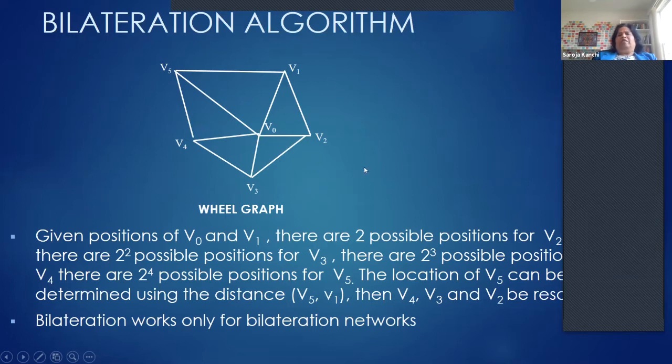done for things called wheel graphs, which tend to be special graphs in this area, special networks, which happen to be globally rigid. So for example, it was applied to wheel graphs, and then the wheel graph was used as a basis to localize larger graphs, to bilaterate larger graphs.